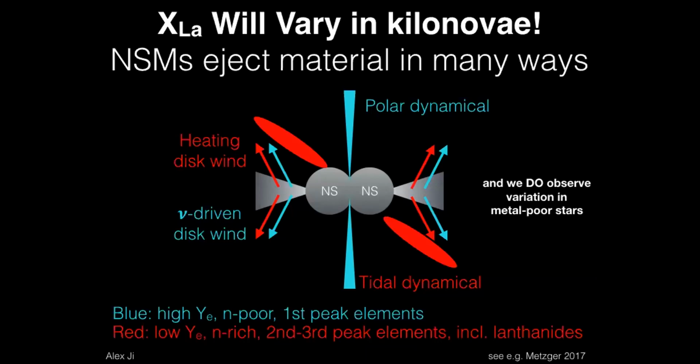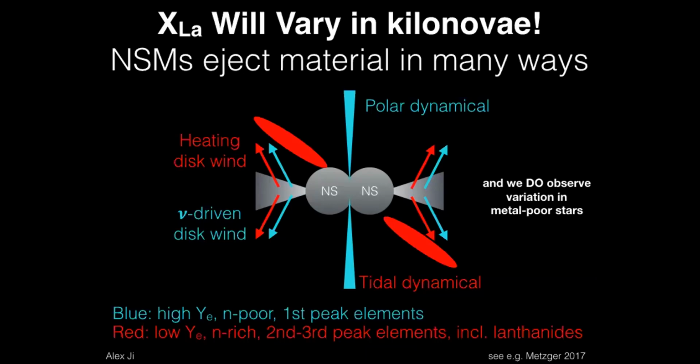But then also you end up with this accretion disk around the remnant of the neutron stars, and a lot of material is driven off from there and actually turns out to be the dominant source of material, we think, inside of the kilonova that we observed. But these different ways of ejecting material have different characteristic lanthanide fractions.